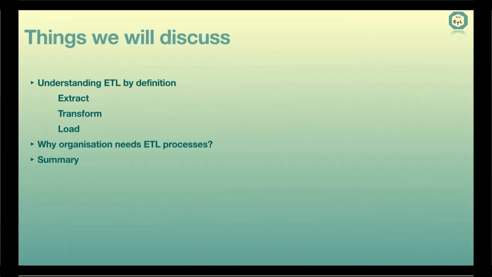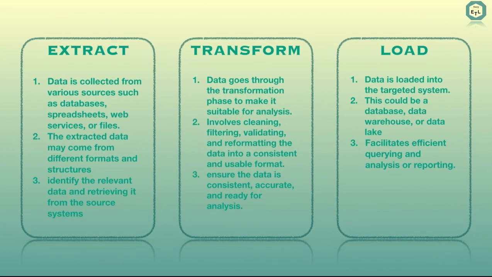So let's start. ETL stands for extract, transform and load. It refers to a process used in data management and analysis to collect data from various sources, transform it into a suitable format, and load it into a target system such as a database or data warehouse. Let's dive into each step individually and try to understand its meaning and significance.